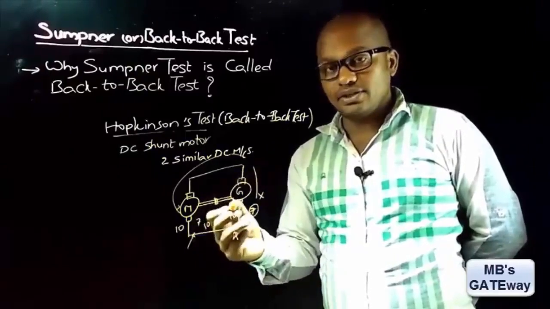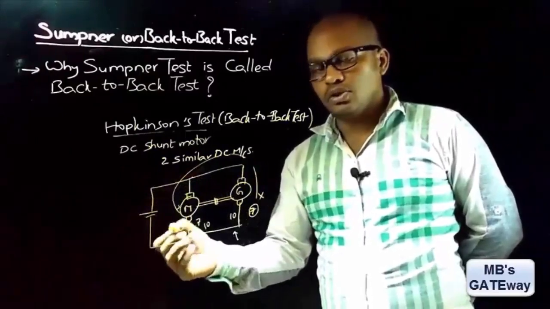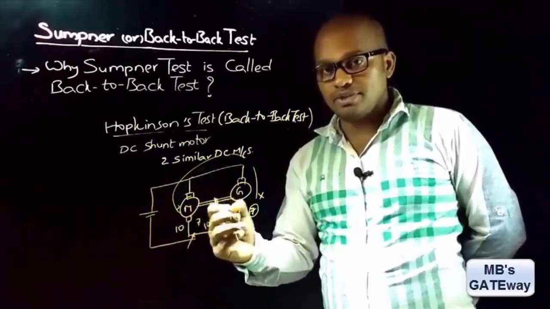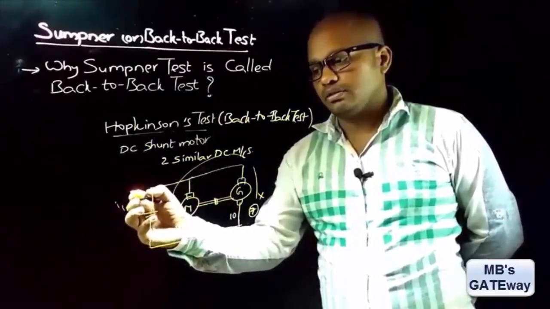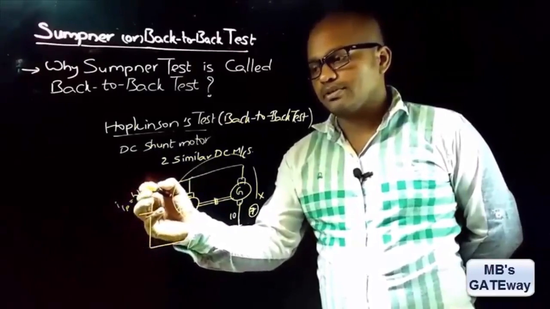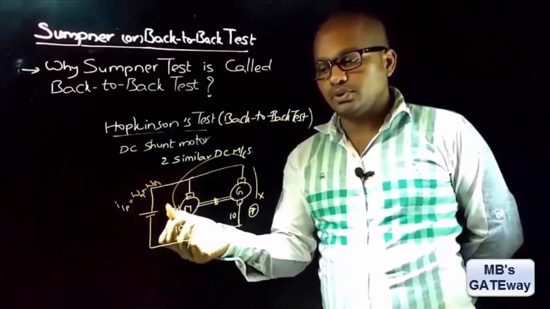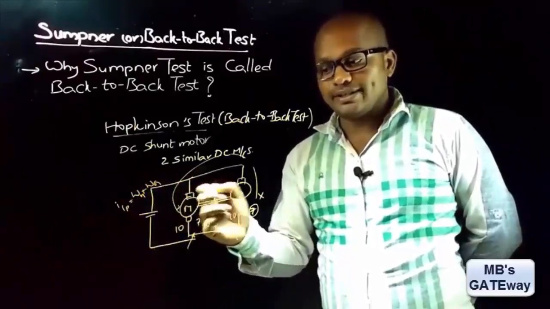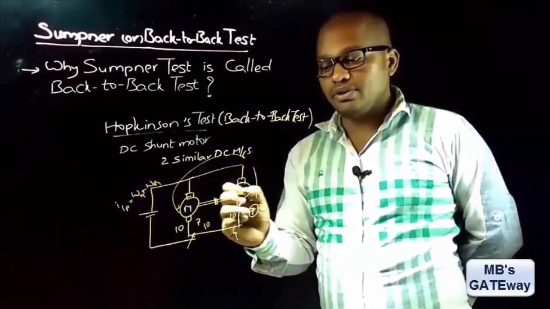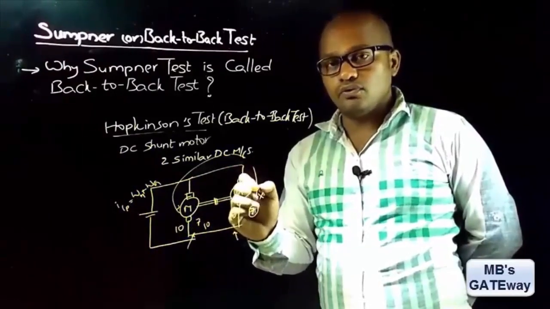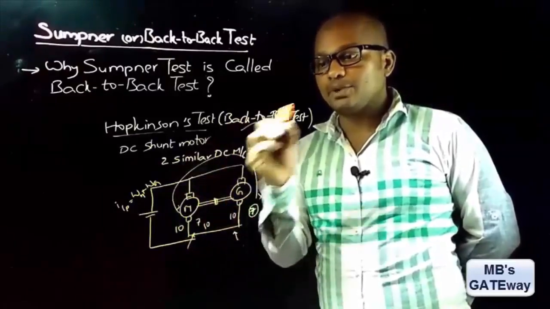So to make this set run continuously, we need to provide an additional input which is equal to the losses of the machines. That is, here the input is equal to the loss of the motor plus the loss of the generator. If you provide an input equal to the total loss of the machines, this set will run continuously. As the output of the motor is fed to the generator and the output of the generator is fed back to the motor, this test is called the back-to-back test.